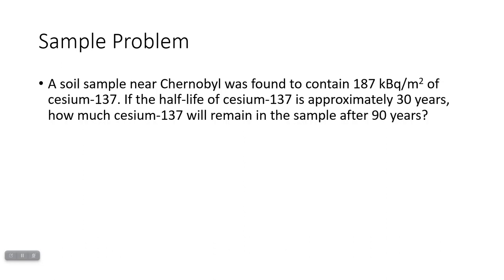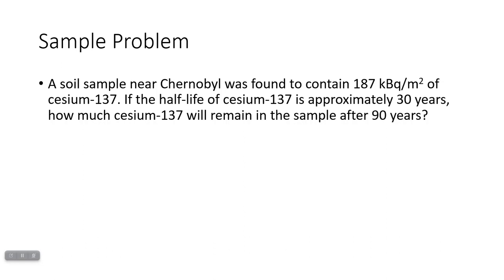So here's a sample problem. It's not one of the ones we did in class, so if you want to go through it, not a problem. It says a soil sample near Chernobyl was found to contain 187 kBq per meter squared of cesium-137. I don't know how to pronounce the unit, but it's not as important.